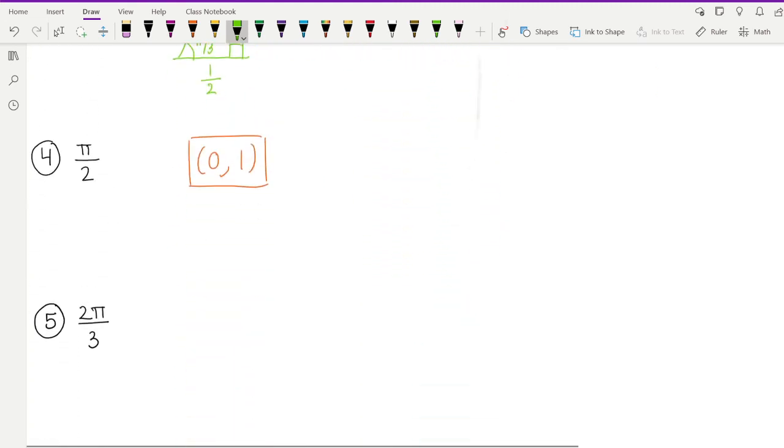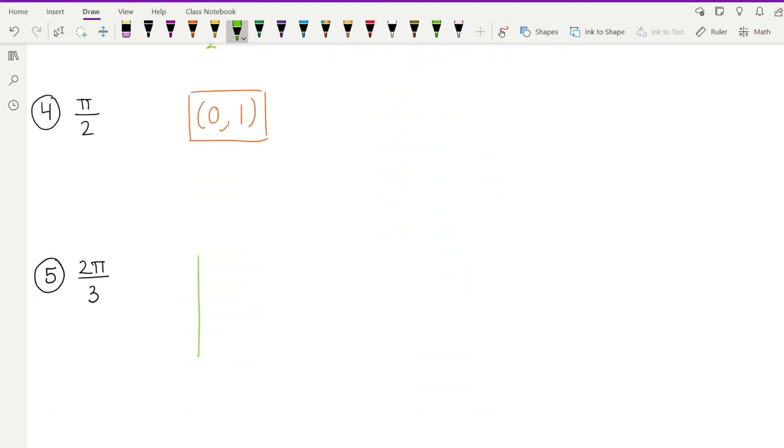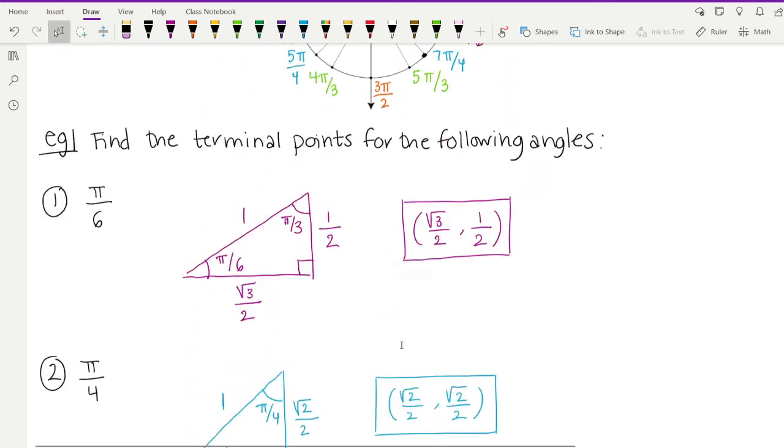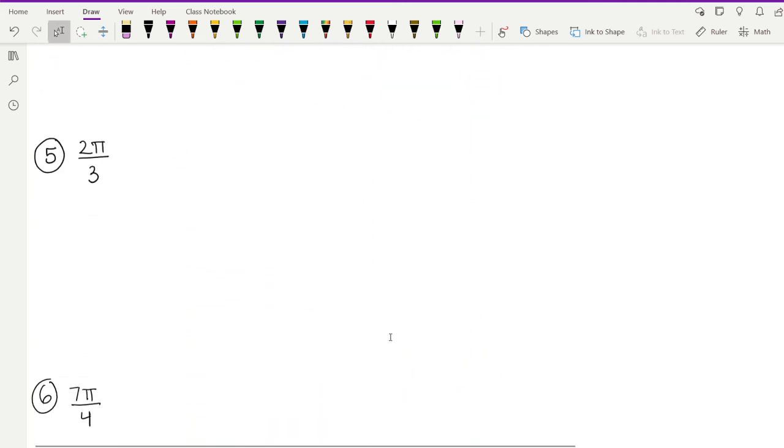So let's draw that angle and see what ends up happening. And I always feel like I can't remember how they're oriented when I go back and forth, so let me just go back up here to remind myself. Okay, so it looks like this.